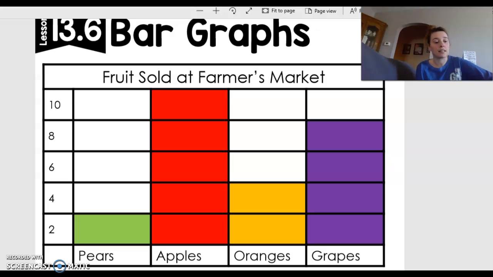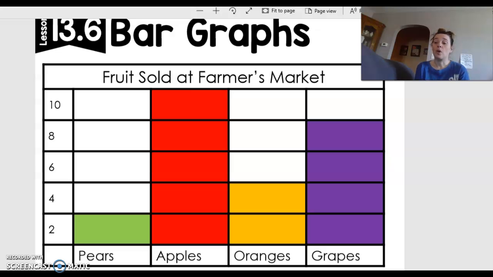Hi guys, this is lesson 13.6 over bar graphs. We've been studying data and graphing in this whole unit. Before we were studying picture graphs and tally charts, and now we're moving on to bar graphs. Your learning target for this lesson is, I can read a bar graph to answer questions. So you need to be able to read the bar graph so that you can answer questions about that information.